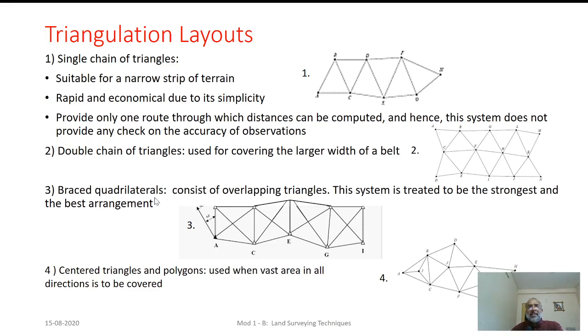Here the braced quadrilaterals are treated to be the strongest and best possible arrangement as far as a surveying network is concerned. Here, these particular networks can be constructed vertically as well as horizontally, intersecting each other, and accordingly, here a huge area can be covered by making use of these braced quadrilaterals. Central triangles and polygons can be used when again a vast area in all directions is to be covered.